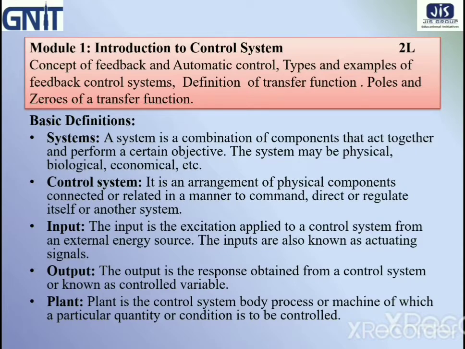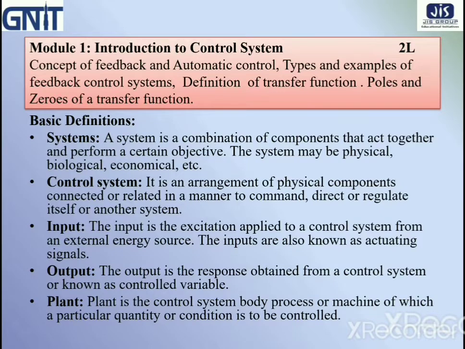Now, before starting, the subject name is control system. So what is control and what is system? So first of all, what is system? Here a system is basically a combination of components. Those components may be physical, biological or economical. So it's basically a combination of all types of components. So that's a system. And control system means that the components in the system can be controllable.